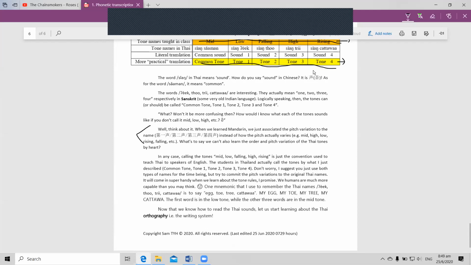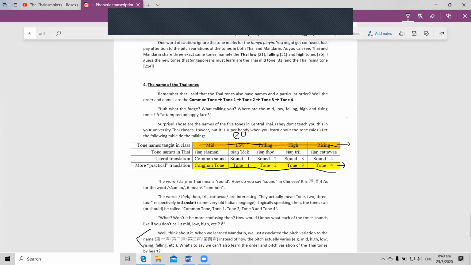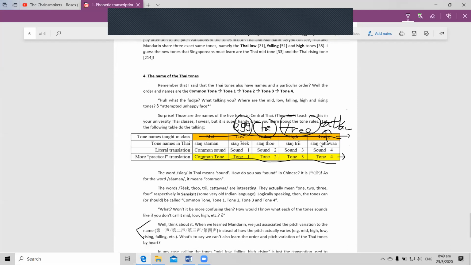So there's actually a way that I use to remember. Ek sounds like the word egg, like 鸡蛋, right? To sounds like the word to, correct? Tree sounds like the word tree, and chatawa, I don't know what it sounds like. So egg, to, tree, and chatawa. This one I just memorize. Okay, chatawa. Chatawa means 4.